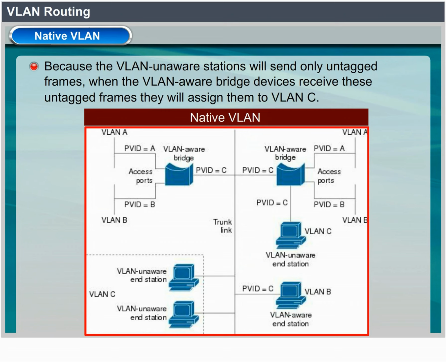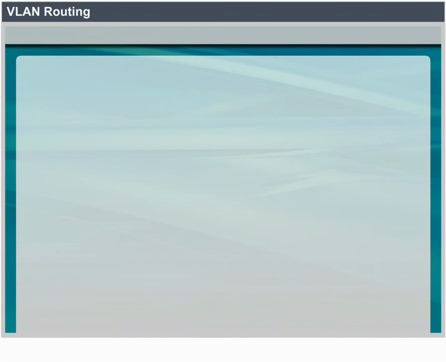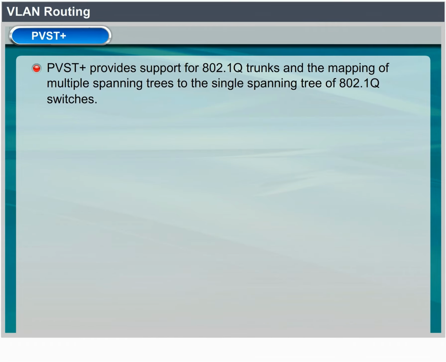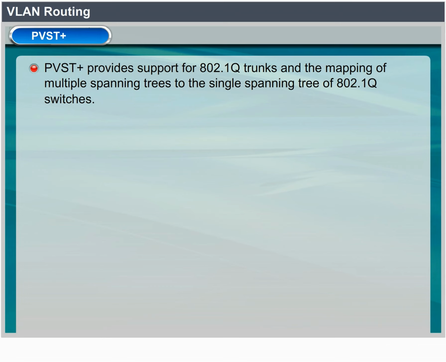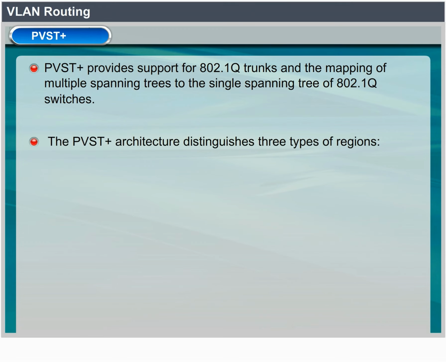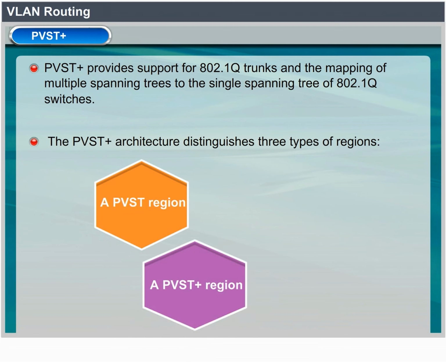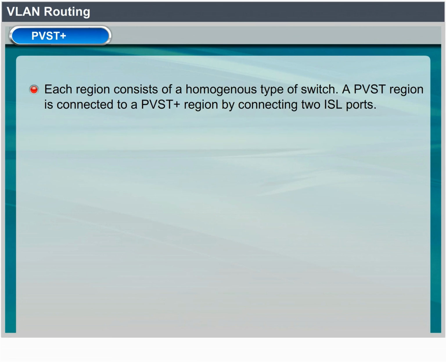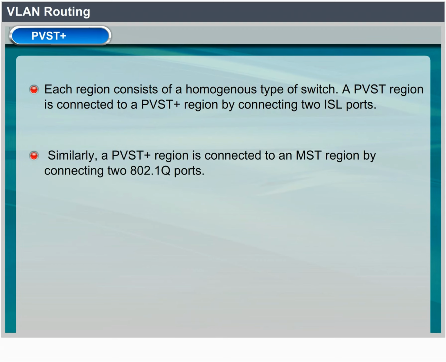PVST+. PVST+ provides support for 802.1q trunks and the mapping of multiple spanning trees to the single spanning tree of 802.1q switches. The PVST+ architecture distinguishes 3 types of regions: a PVST region, a PVST plus region, and an MST region. Each region consists of a homogeneous type of switch. A PVST region is connected to a PVST plus region by connecting two ISL ports. Similarly, a PVST plus region is connected to an MST region by connecting two 802.1q ports.